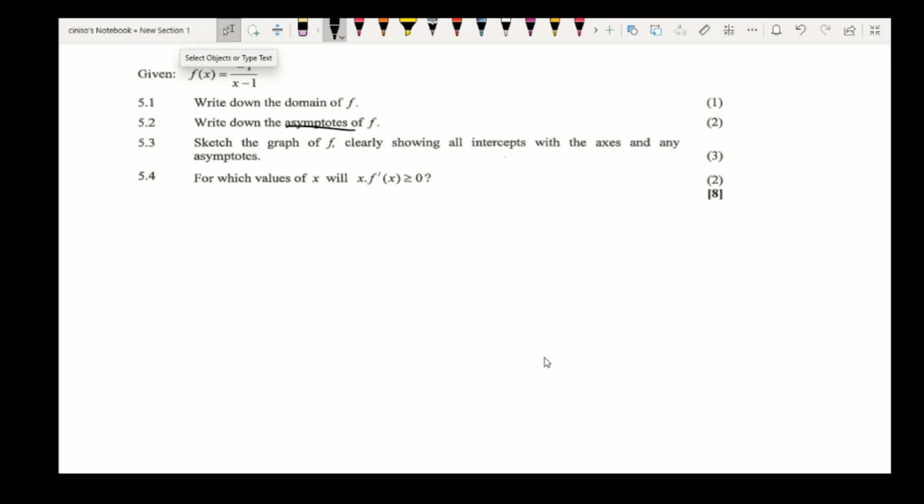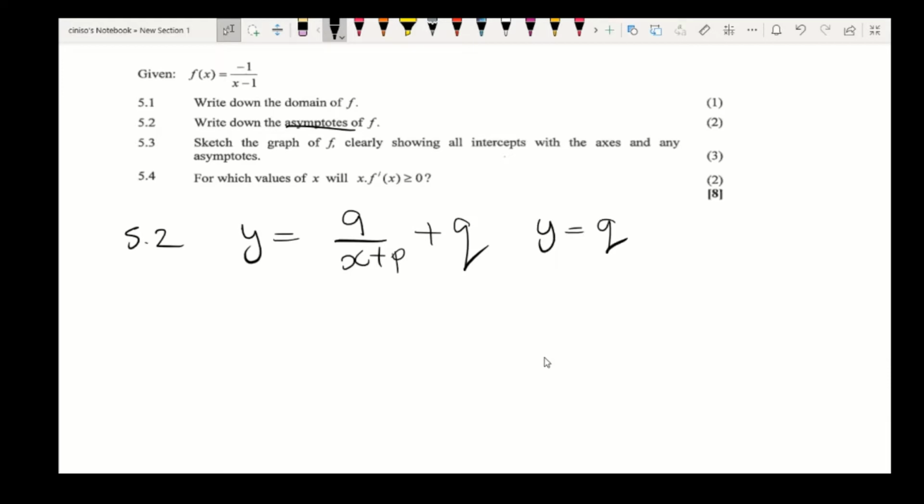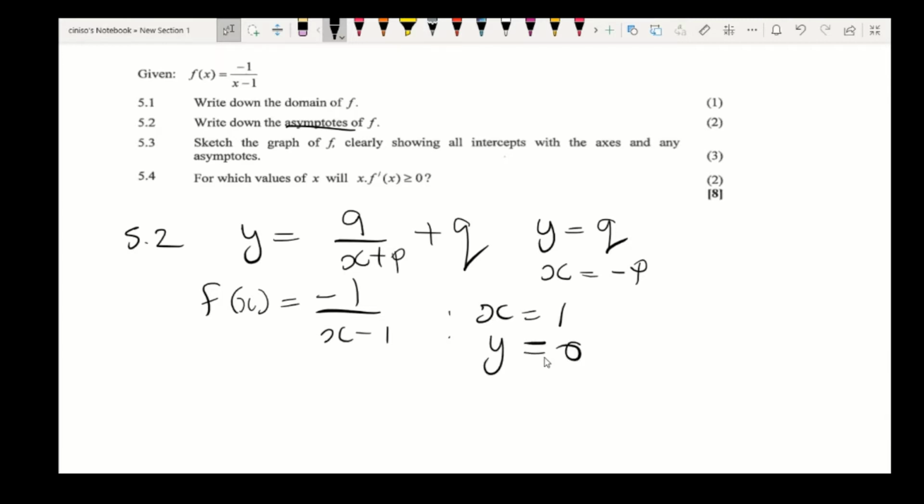Asymptotes of f. If we consider the standard form where we have a over x plus p plus q, the horizontal asymptote of this function is y is equal to q, and the vertical asymptote is x is equal to minus p. So in this case we have f of x is equal to minus 1 over x minus 1, which means that the vertical asymptote is x is equal to 1, and the horizontal asymptote is y is equal to 0.